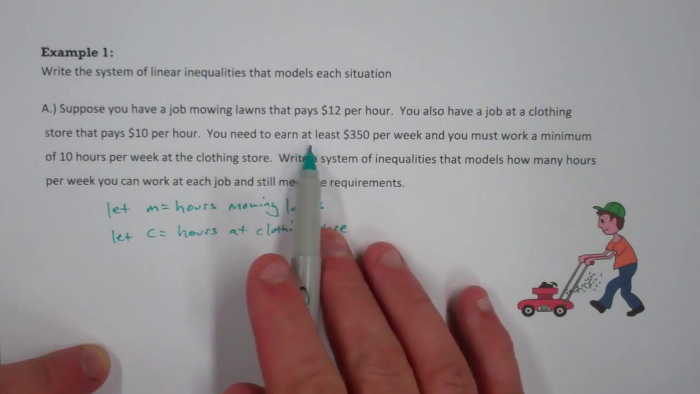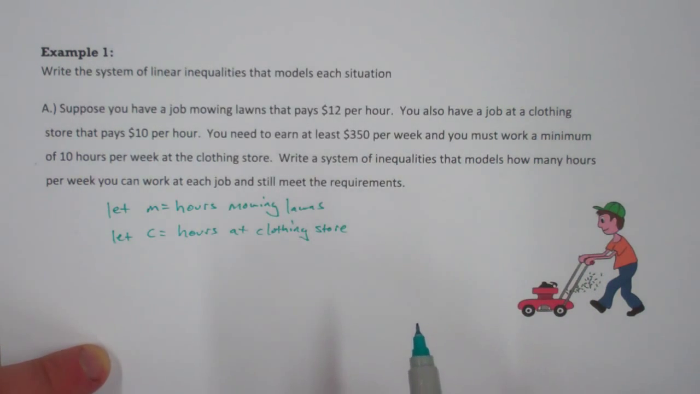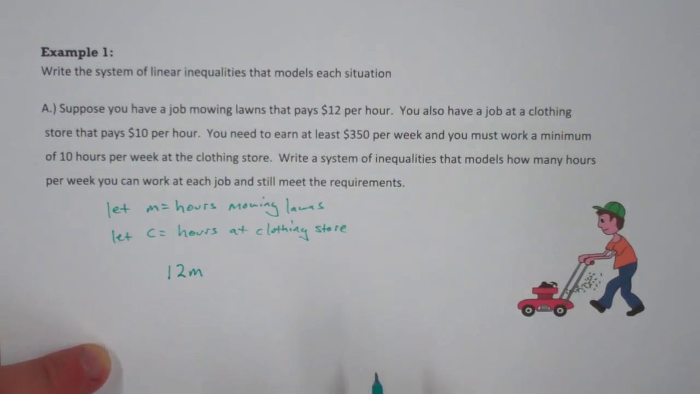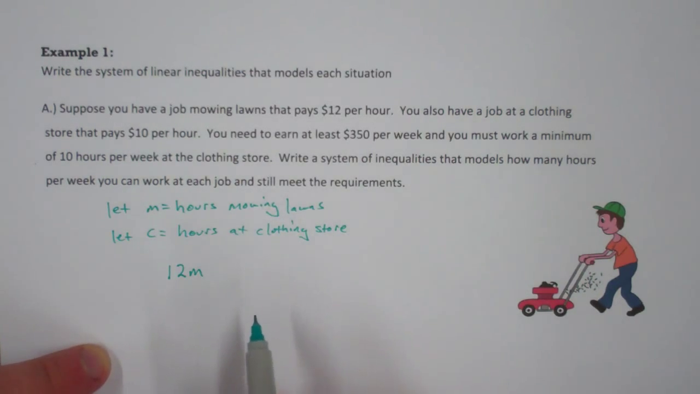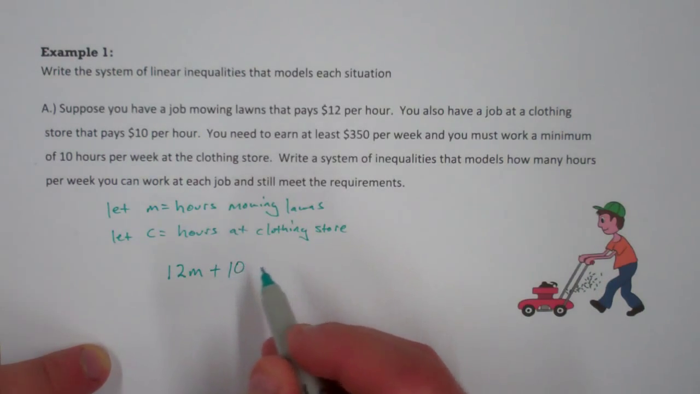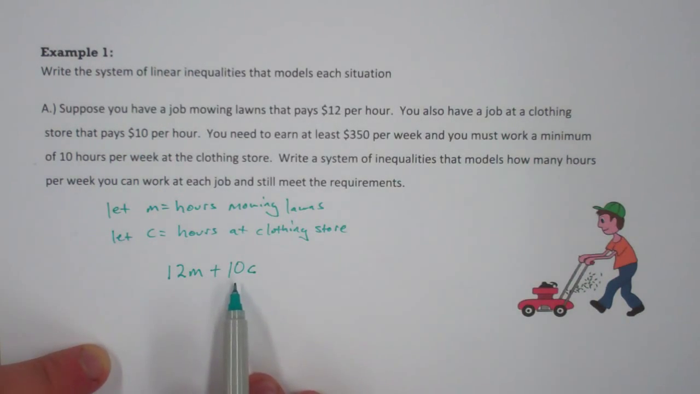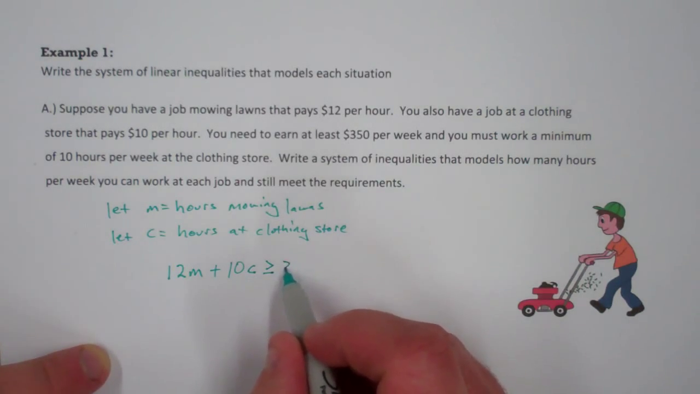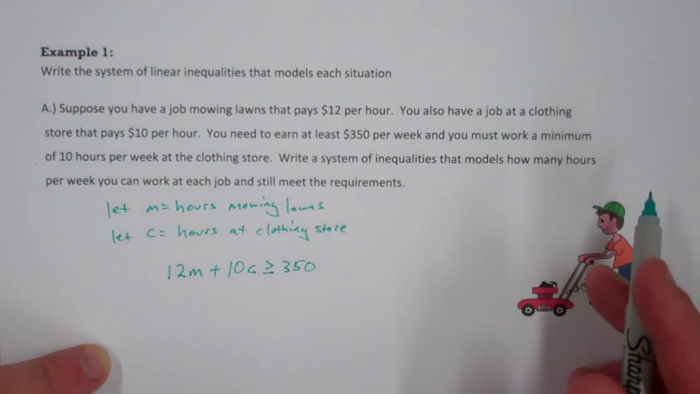Here it says you need to earn at least 350. So that could be more than 350 or equal to 350 per week. We also know that mowing lawns pays $12 per hour. So the amount you're going to make from mowing lawns is 12 times the number of hours, which is M, you spend mowing the lawns. You need to add that to 10C. The store pays $10 per hour, so the total you make will be 10 times C. And you want that to be greater than or equal to 350. That's what these two words, at least, mean.